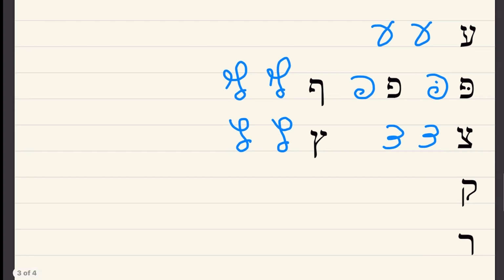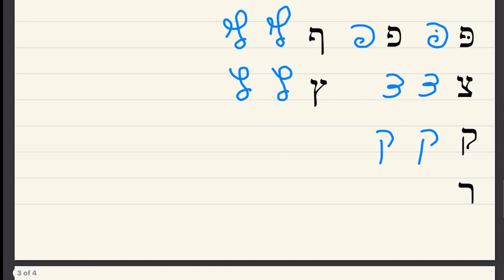The next letter is kuf, just like in the word Iraq. It will be written like this in script. The next letter is reish, and it's kind of like an R, but it's coming from the throat. It's a guttural R, so it's reish, which takes some practice. In script, it's written like this.